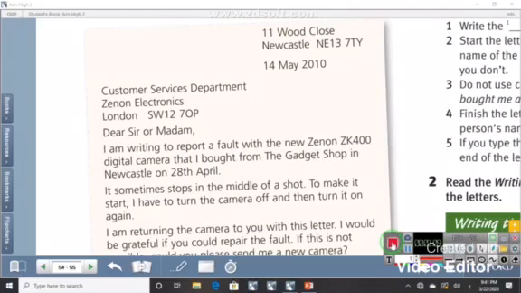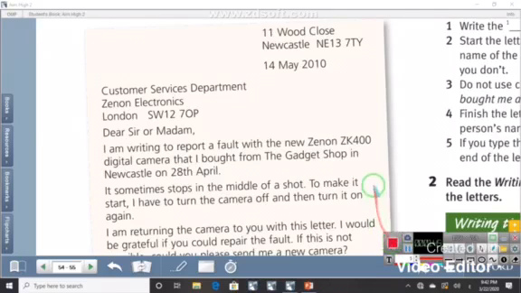Okay. Number 4, you have to start with Dear Sir or Dear Madam, or Dear and the first name of a person that you want to send the letter to. Number 5, you have to write the main part of the letter. Number 6, Yours faithfully. Number 7, your signature, and the last one, number 8, your name. Okay, let's see these steps by reading this formal letter.